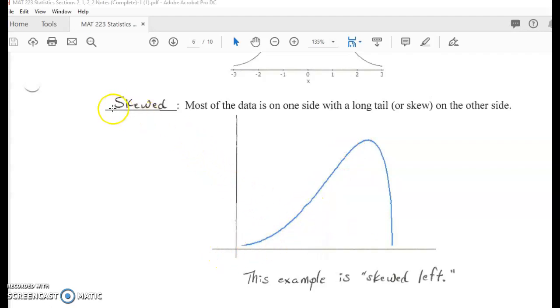Now, when we do have a skewed data set, we like to say which way the tail is. So this example is skewed left. The tail is going off to the left. There are not as many data values over here, so there are some unusual data values over here. Most of the data is over here.